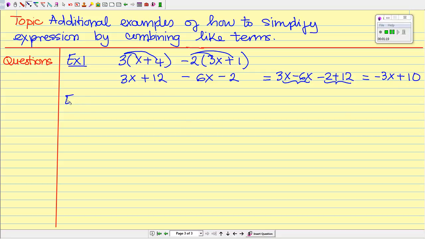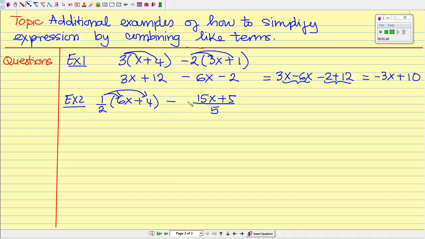Now let's move on to example 2. Given this expression, 1 half times (6x plus 4) minus the fraction with the denominator 5 and the numerator 15x plus 5. Again, the first thing you are going to do is distribute.